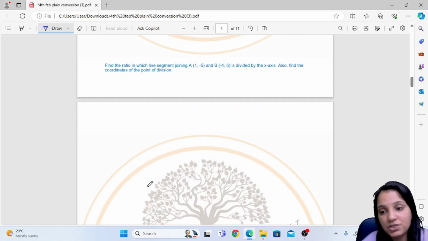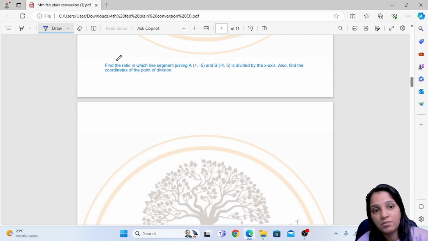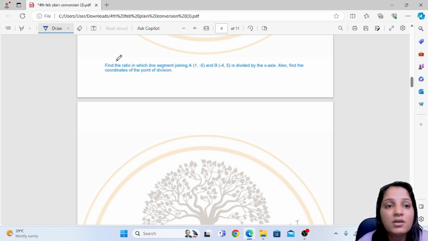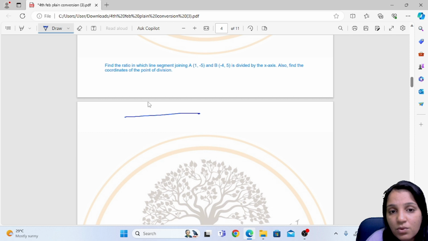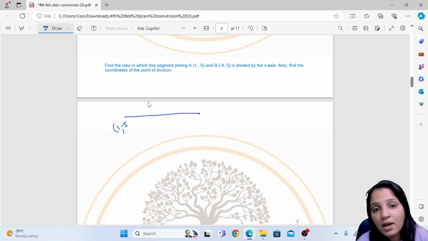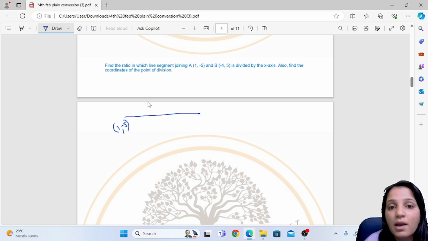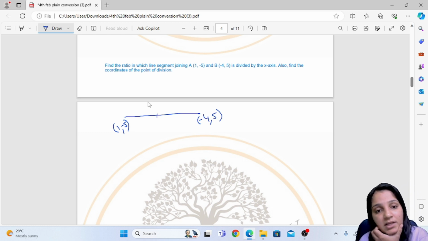Then the last question we'll see, which is important in ratio and this section formula, is: find the ratio in which the line segment joining A and B is divided by the x-axis. Okay. Now these 2 points, 1 comma minus 5 and minus 4 comma 5, are divided by the x-axis.